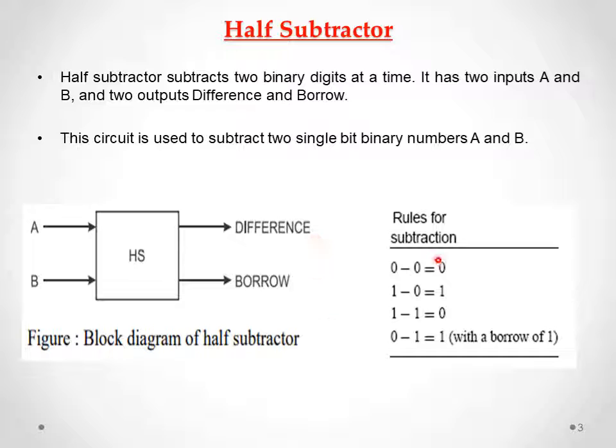The rules for subtraction are: 0 minus 0 is equal to 0, 1 minus 0 is equal to 1, 1 minus 1 is equal to 0, and 0 minus 1 is equal to 1 with a borrow of 1. These are the rules for subtraction. This rule is used for designing the subtractor. So the half subtractor is a circuit used to subtract two single bit binary numbers A and B.